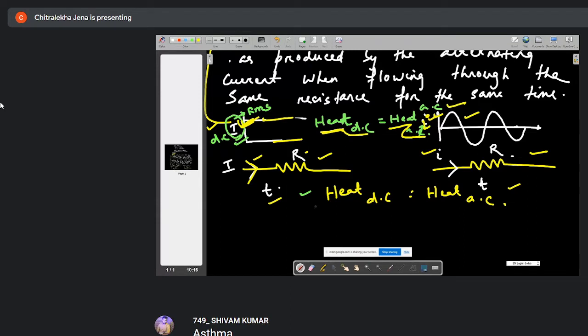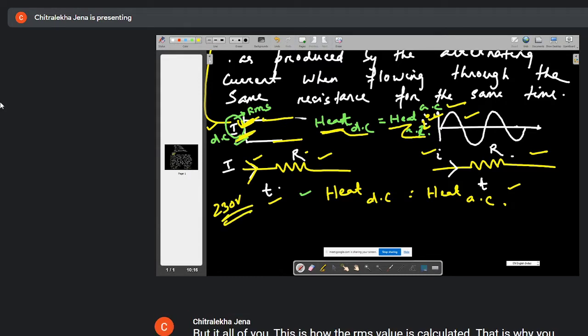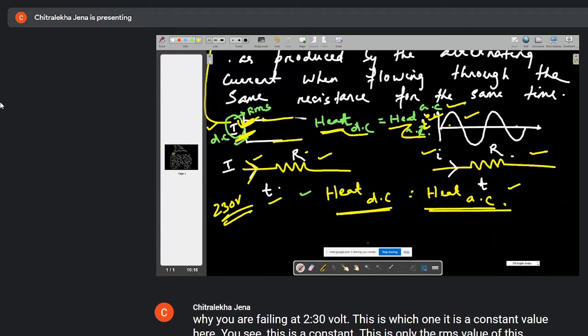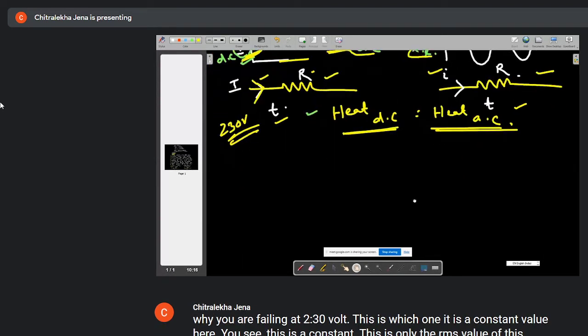This is how the RMS value is calculated. That is why you say 230 volt. This is a constant value. This is only the RMS value of this alternating current. And how is it found out? It is found out by equating this one. Am I clear now?